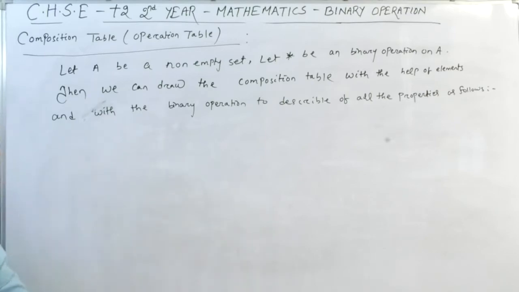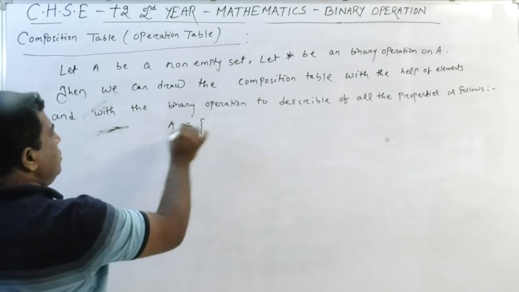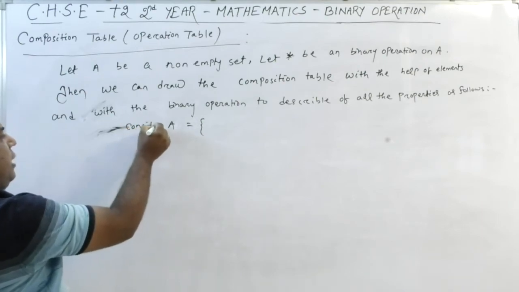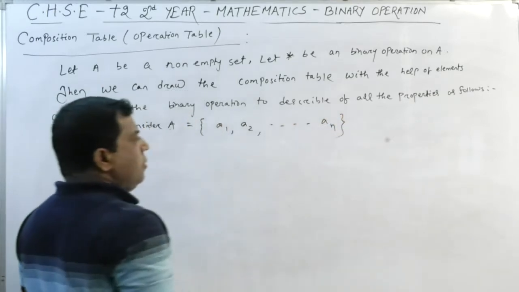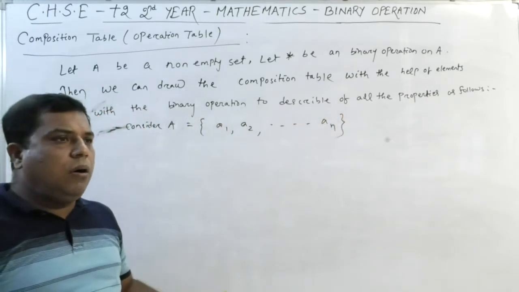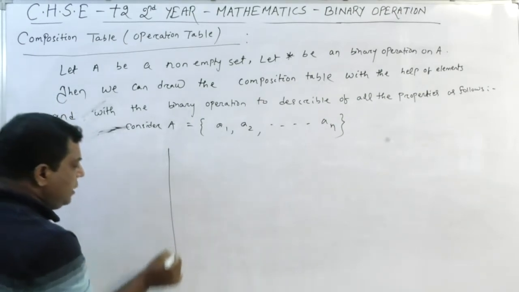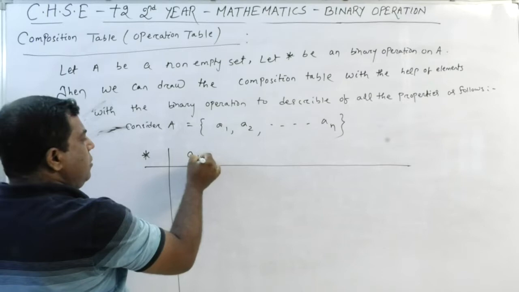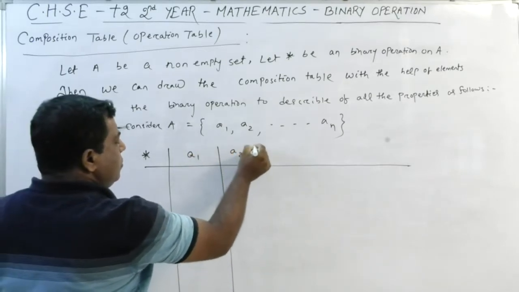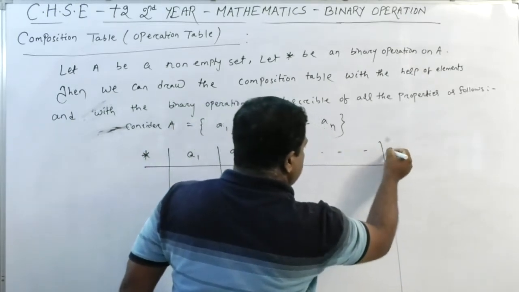So you see what we have to do. I am writing it, then again I will describe it to you. Suppose set A has the elements A1, A2 and up to An. Now, how is the composition table drawn? The binary operation star is there. So it is A1, A2, A3, and so on, up to An.